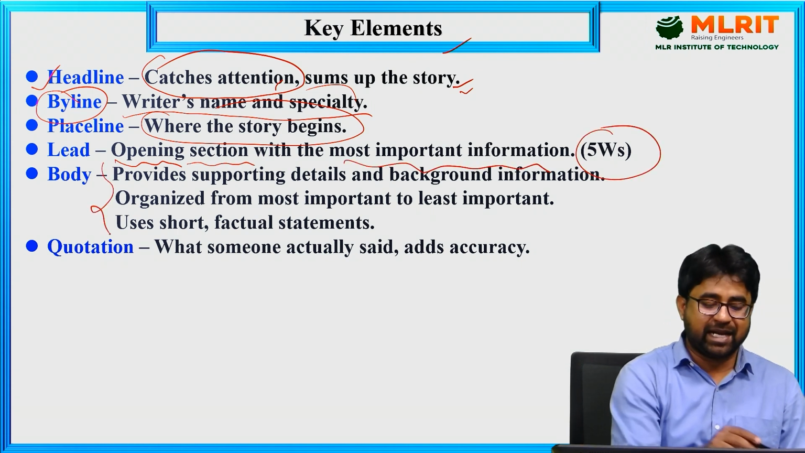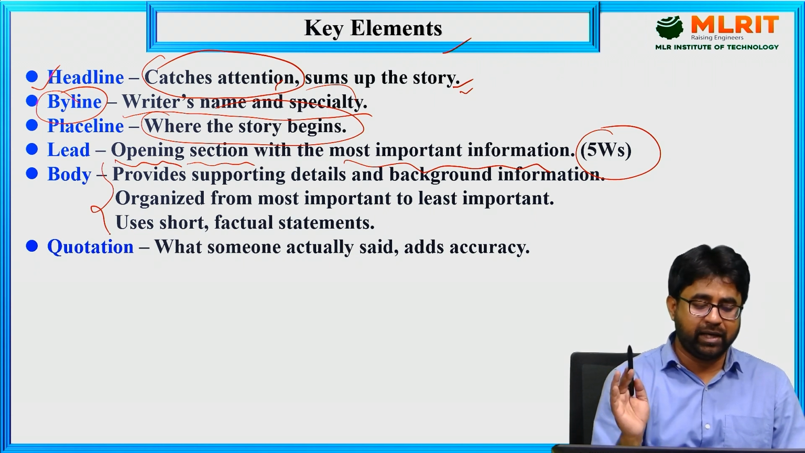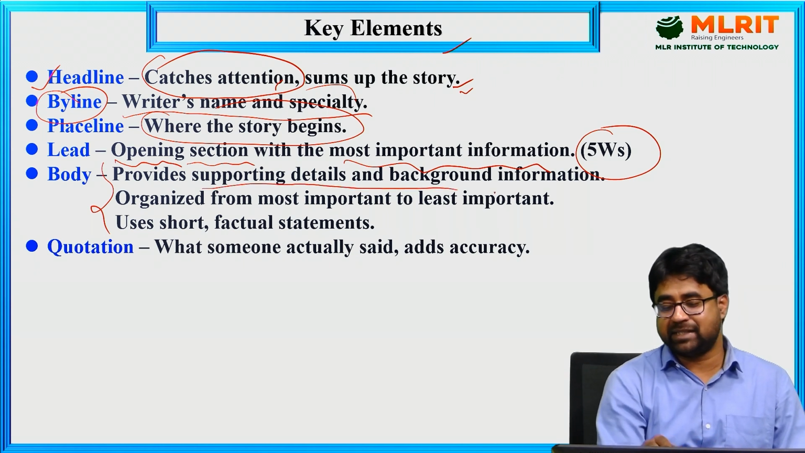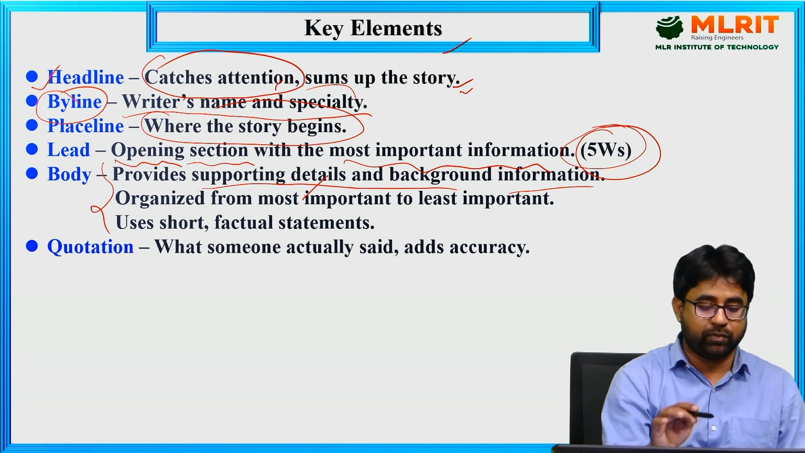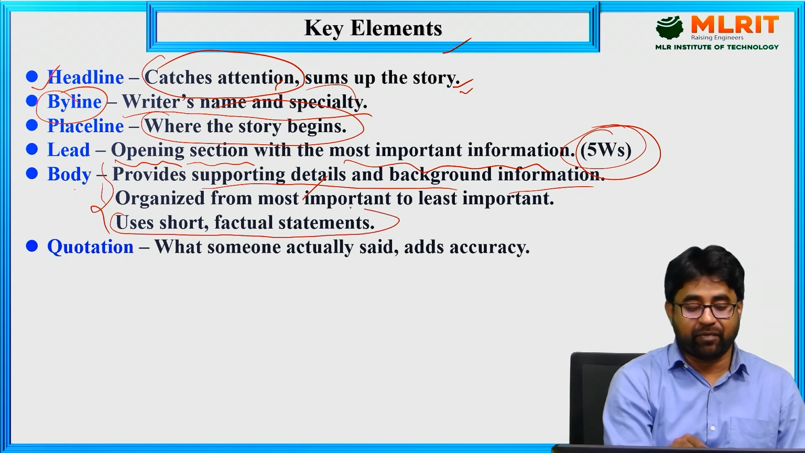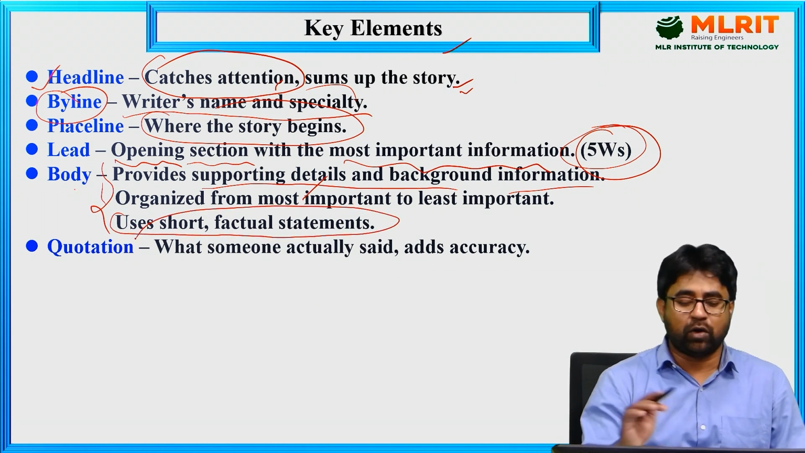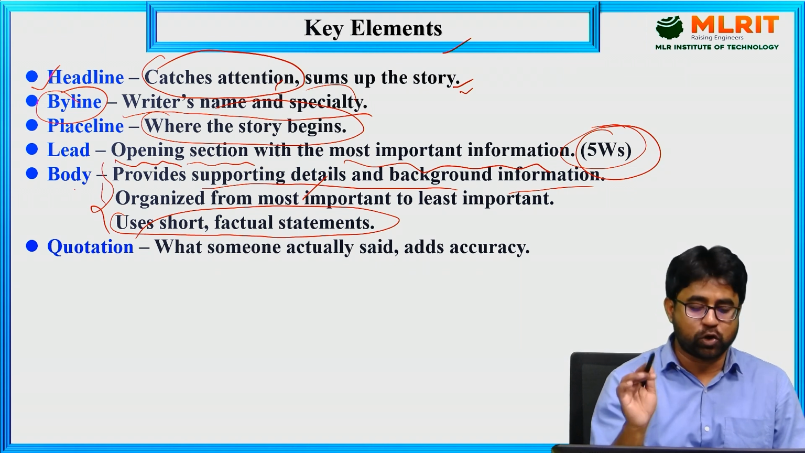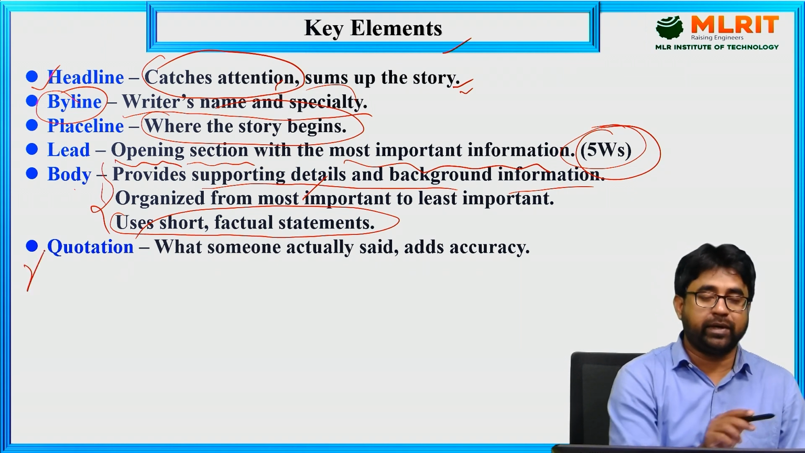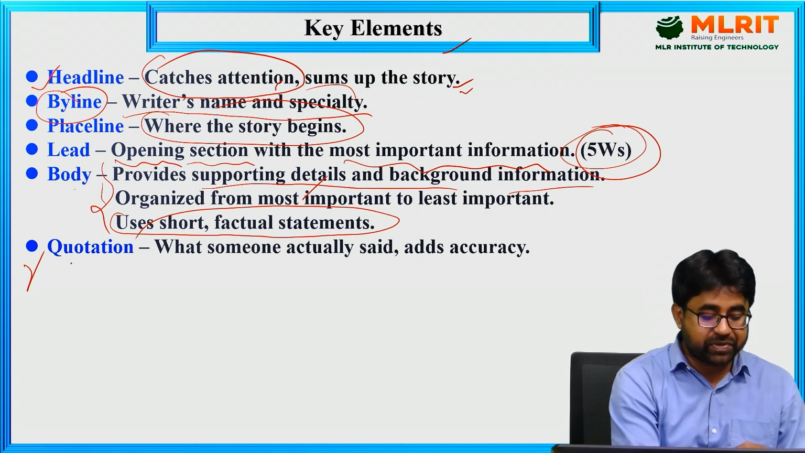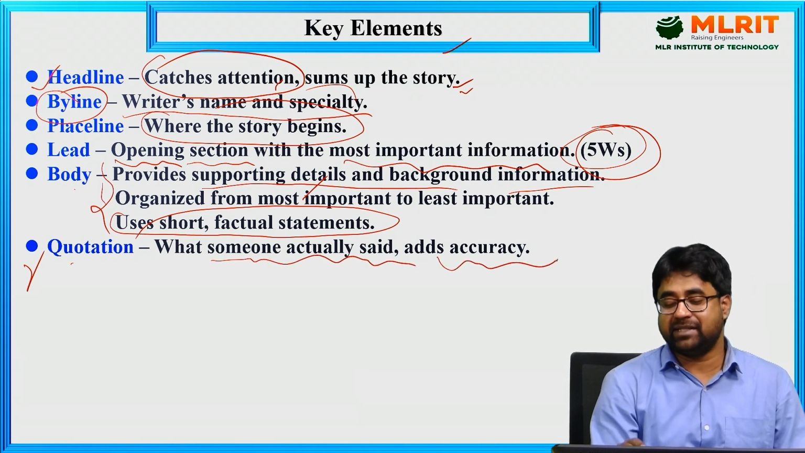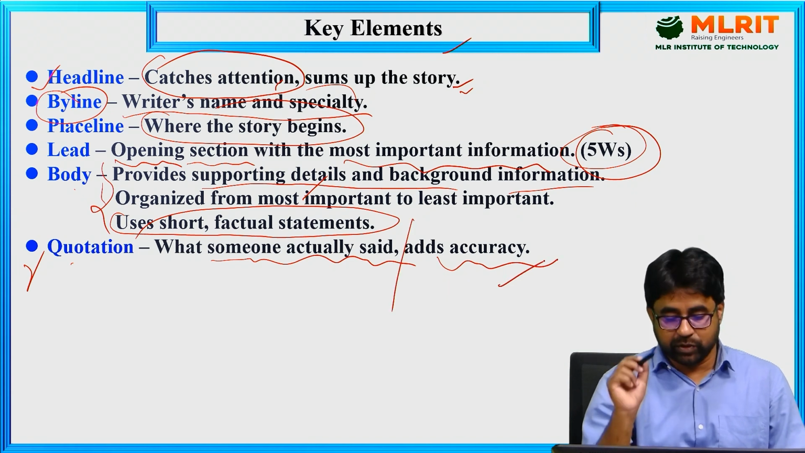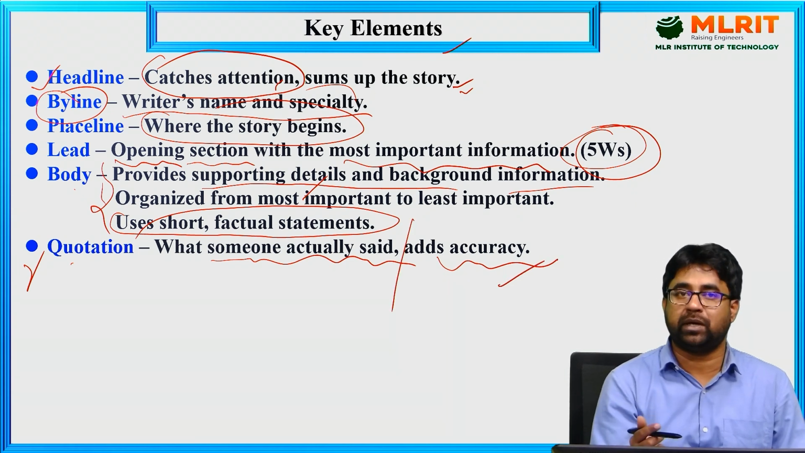And then the body. It can be two or three paragraphs according to your need. Okay, so it provides supporting details and background information. After providing this basic information, more supporting details should be arranged in the body paragraphs. You should be using short and factual statements. Do not use very long sentences in body paragraphs. Very short and factual statements, and then one quotation if possible. Wherever possible, always try to add a quotation. That is also very important. What someone actually said adds accuracy. So you have to quote someone's words. You cannot use your own words here.